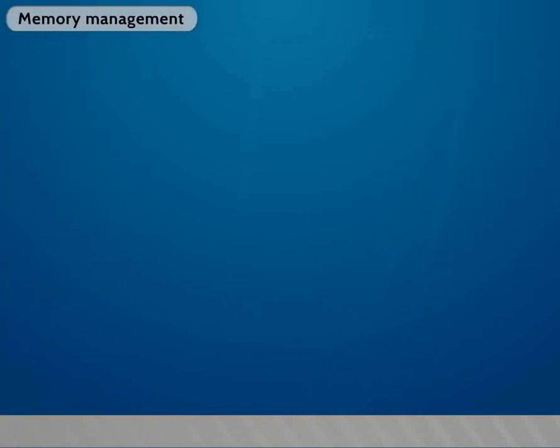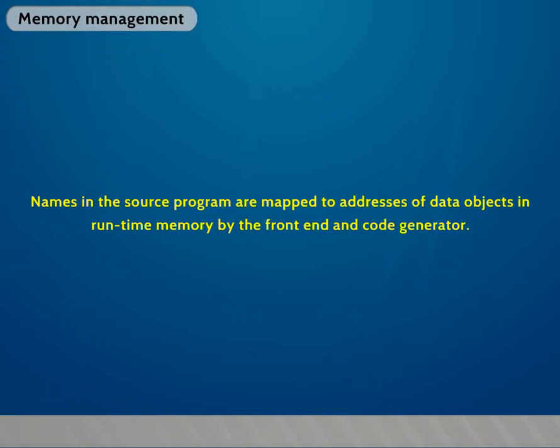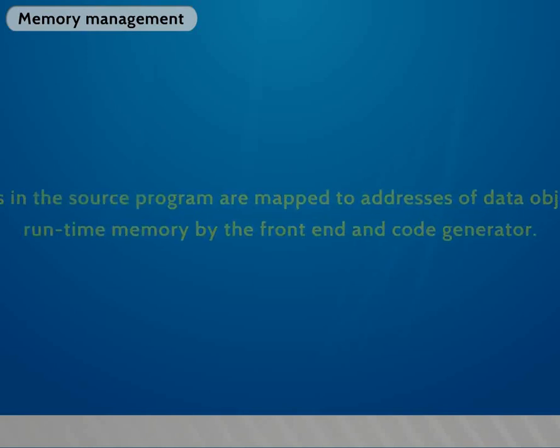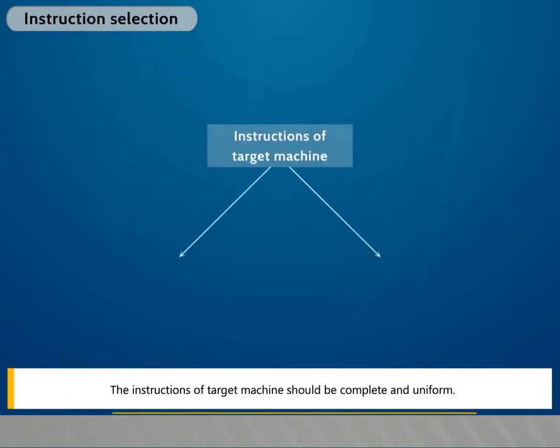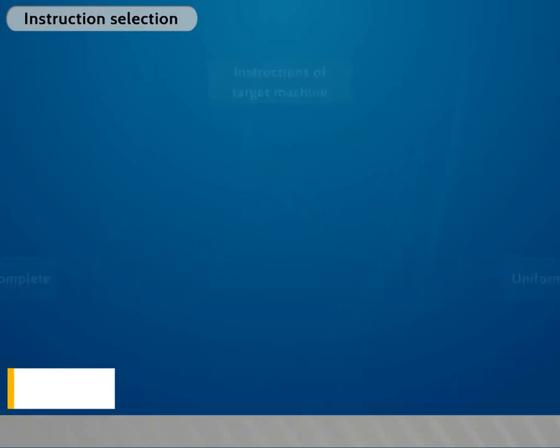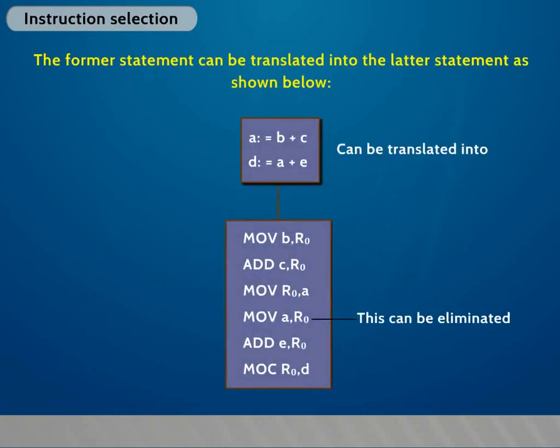Memory management. Names in the source program are mapped to addresses of data objects in runtime memory by the front end and code generator. Instruction selection. The instructions of the target machine should be complete and uniform. The former statement can be translated into the latter statement as shown below.